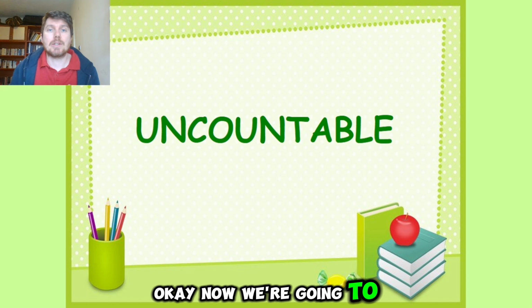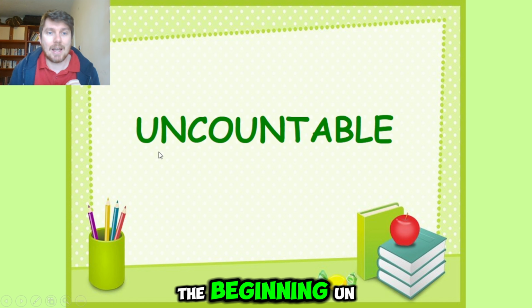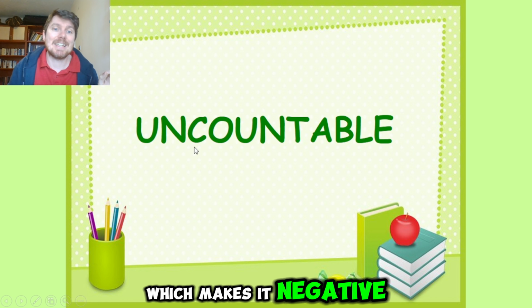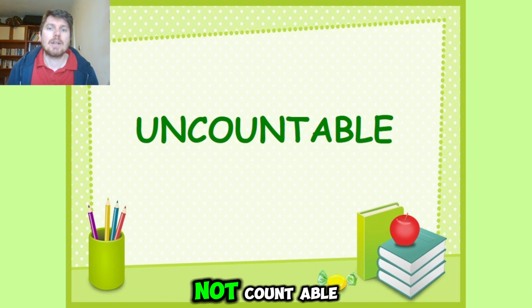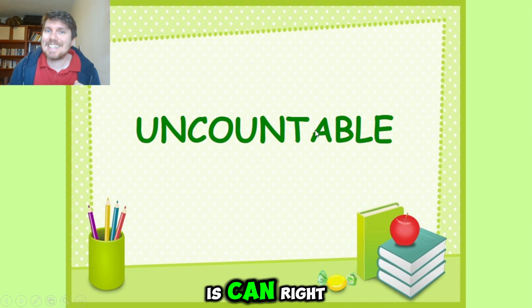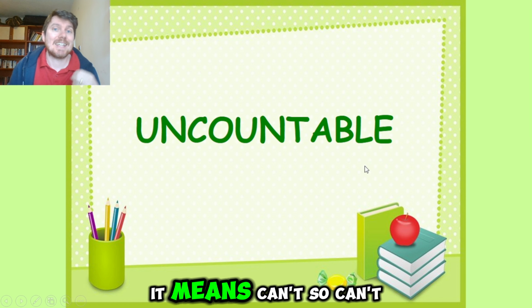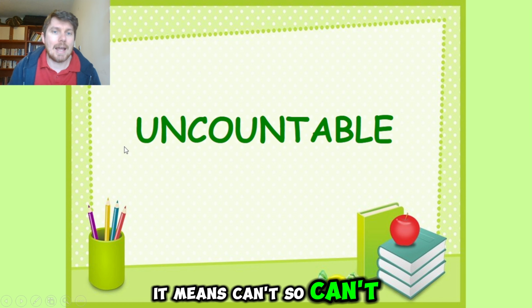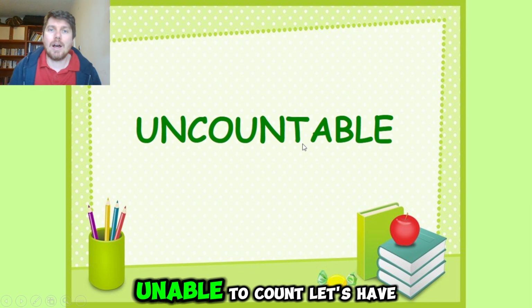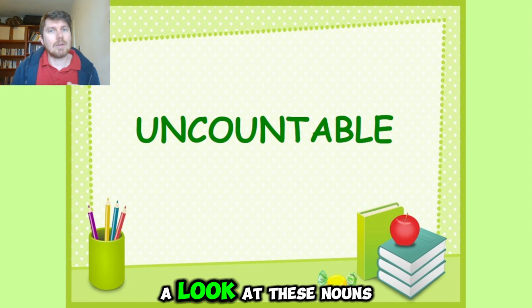Okay, now we're going to talk about uncountable. Of course, we have at the beginning un, which makes it negative. Not. Countable. Do you remember able is can, right? So if we have un and able, it means can't. So can't count. Unable to count. Let's have a look at these nouns.